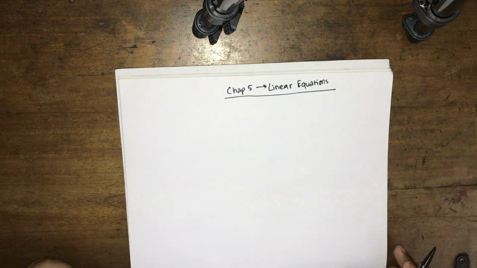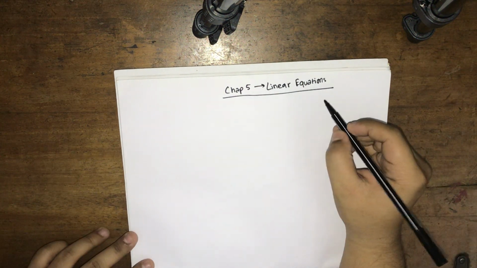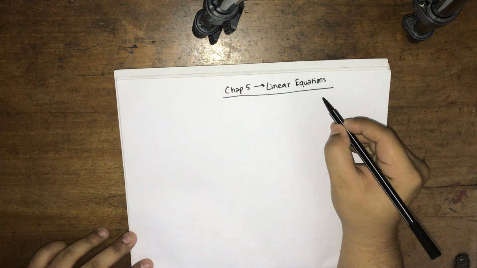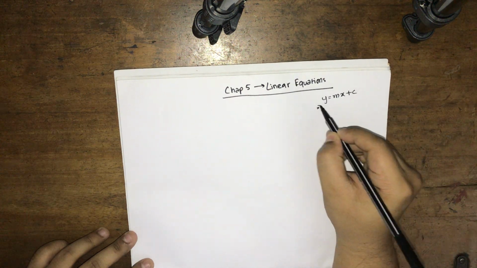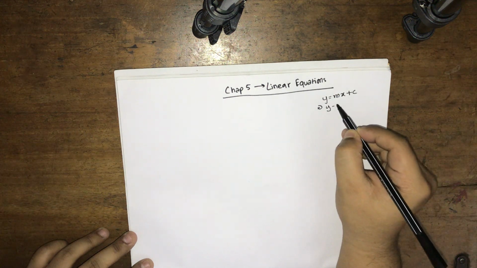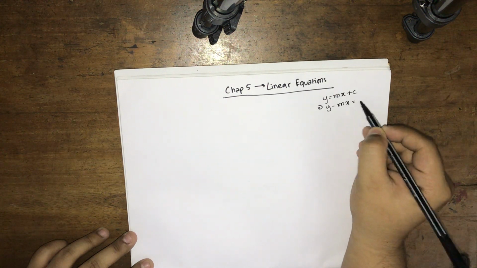Let's see an example of a very basic linear equation, which is basically the equation of a line, y equals mx plus c. Let's rearrange it a bit: y minus mx equals c, right?